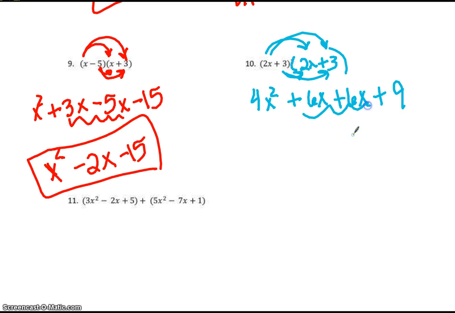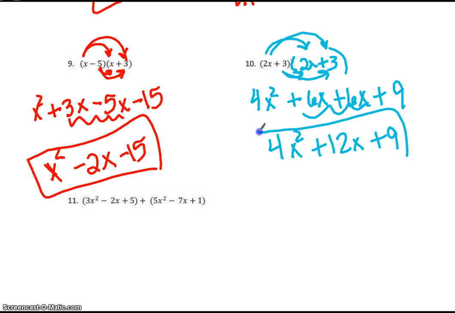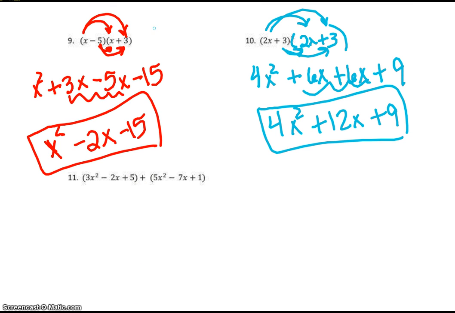The 2 in the middle should combine, so it becomes 4x squared. 6 plus 6 is 12, so plus 12x plus 9. That's your answer.